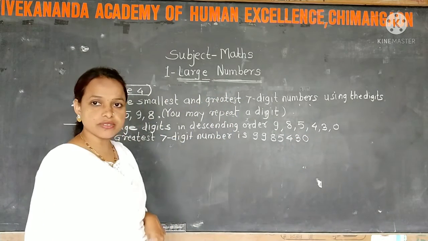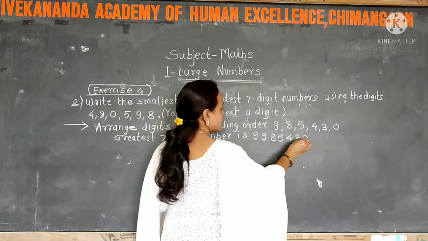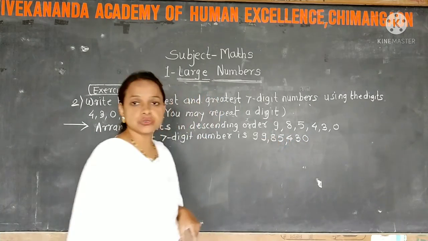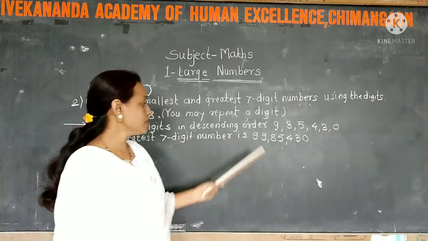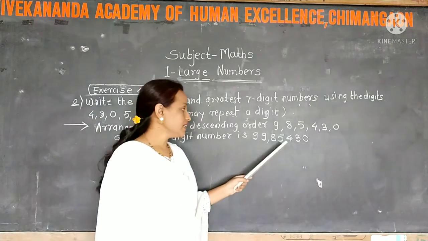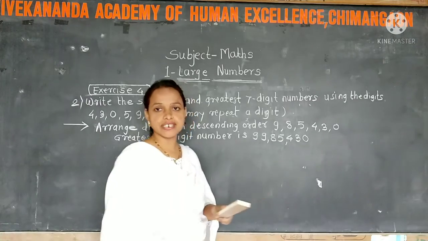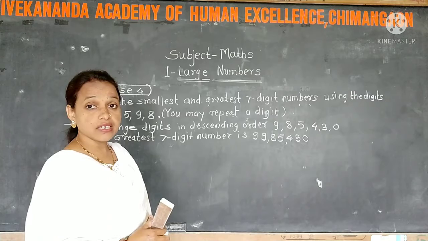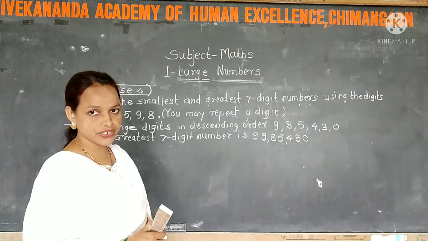Now we put the comma to separate the periods. 1, 10, 100, 1000, 10,000, lakh, 10. So here we get greatest 7-digit number 99 lakh 85,430. Now we write here smallest 7-digit number.